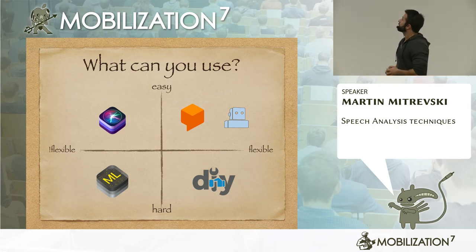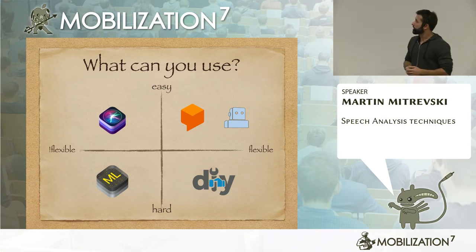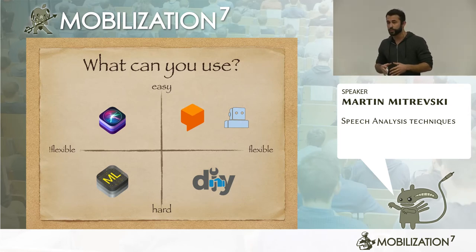So as it's accustomed with Apple technologies, they fare pretty well in the non-flexible part of this graphic. So the first one is SiriKit. You probably have heard of it. It's from last year's WWDC. The integration is easier. We will see all of those solutions in the next slides. But for SiriKit, the integration is easier, but it doesn't allow you much flexibility. The Core ML, which is below it, is this new machine learning framework. This one is both not that flexible and also harder to integrate. We'll see why later.